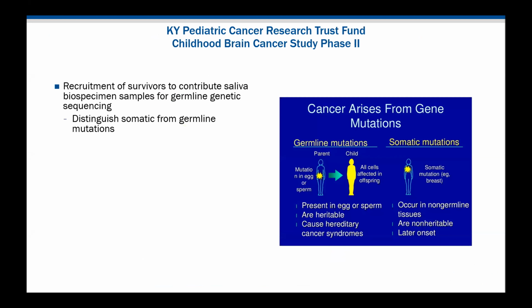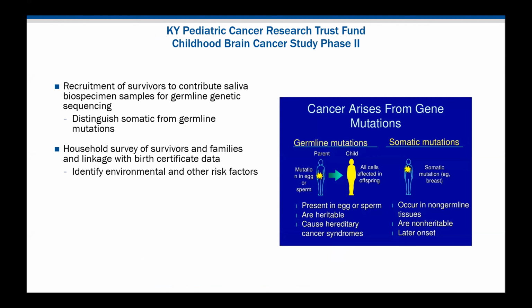So we're really excited about moving into the second phase of our study, where we're going to go out and approach and consent survivors from the initial cohort and obtain a germline specimen, a saliva specimen, from participants who agree to participate, and also conduct a household survey.